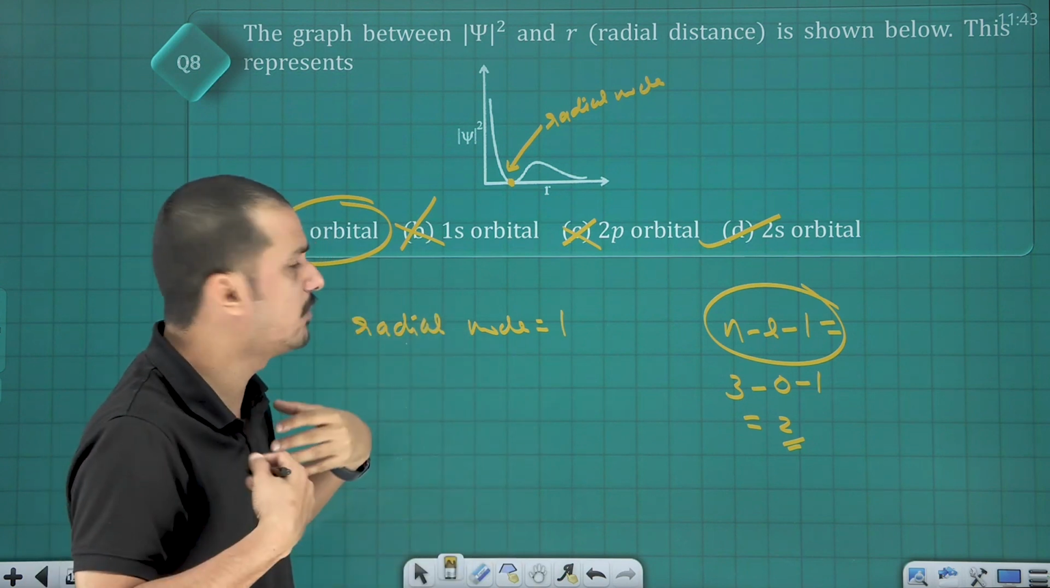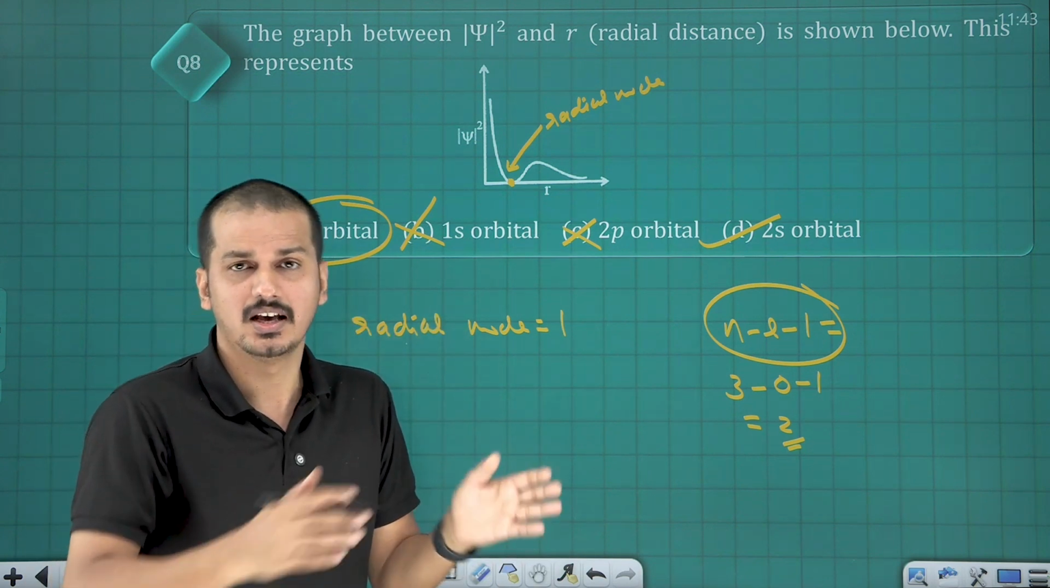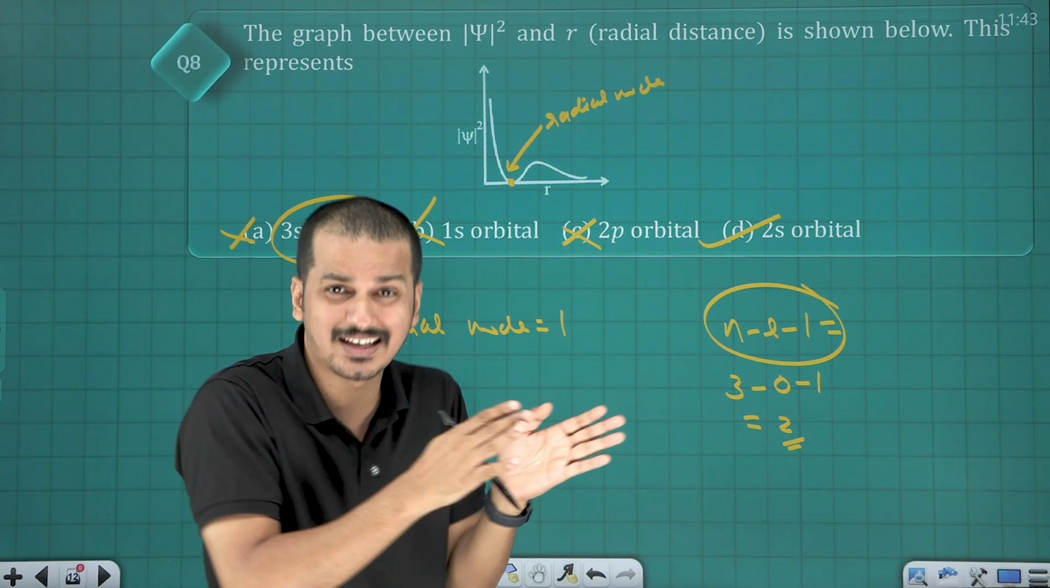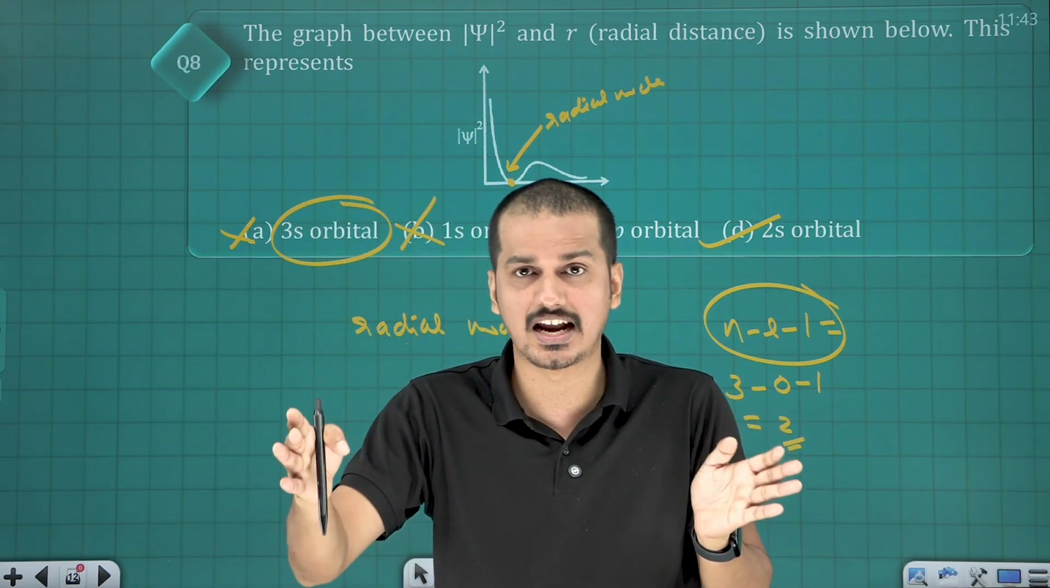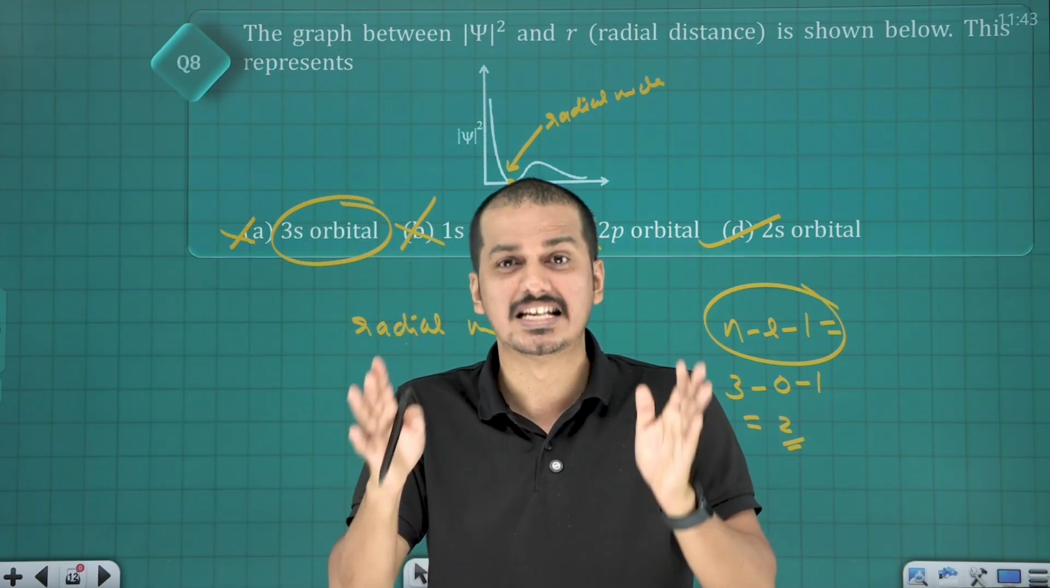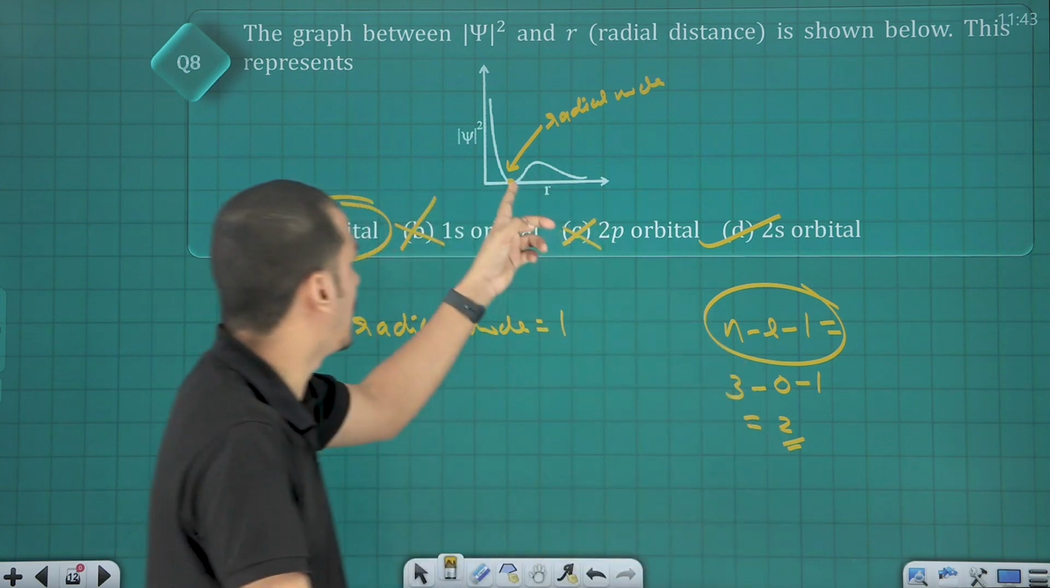Clear? You have to remember what a radial node is. A radial node means the node we get along the radius, along the radius where the probability of finding the electron is 0 or minimum. So that is the point.